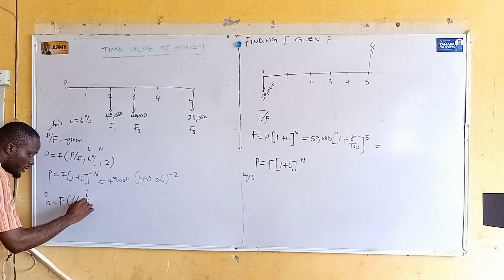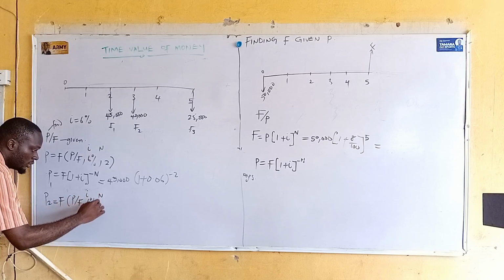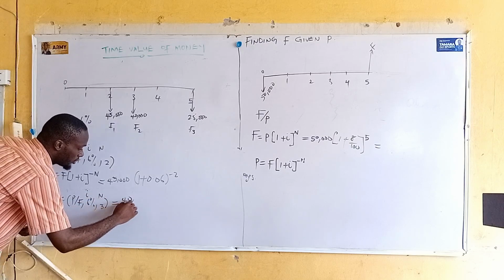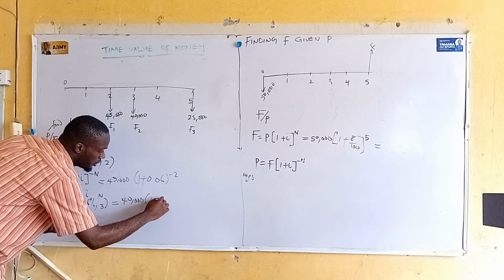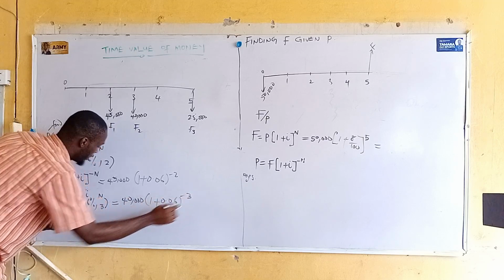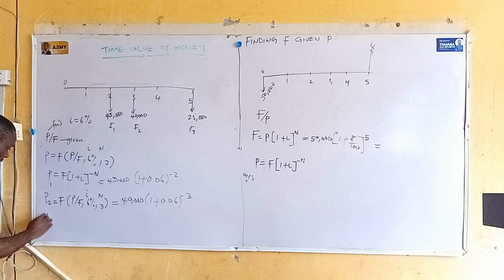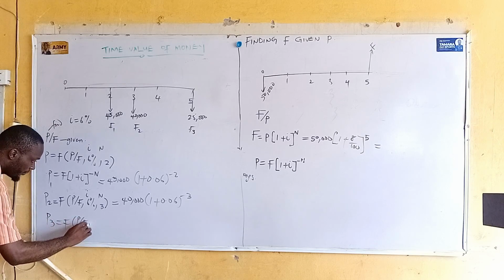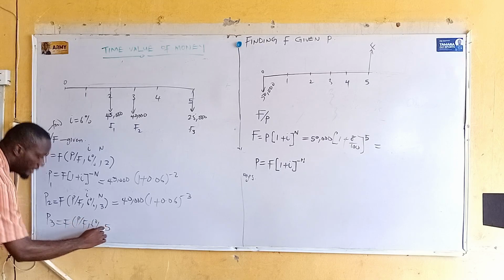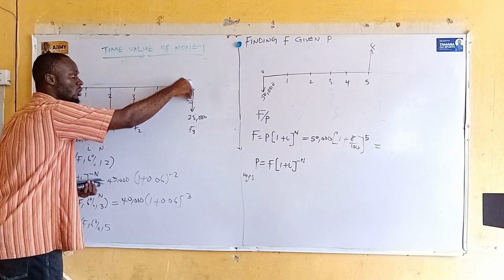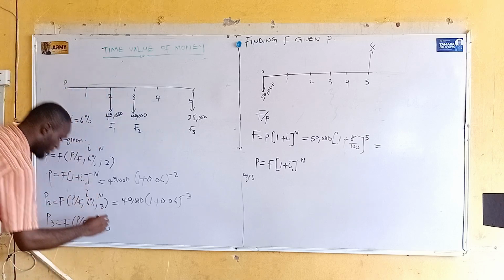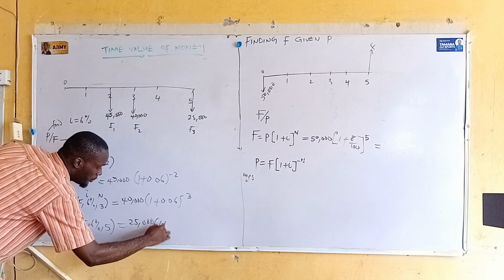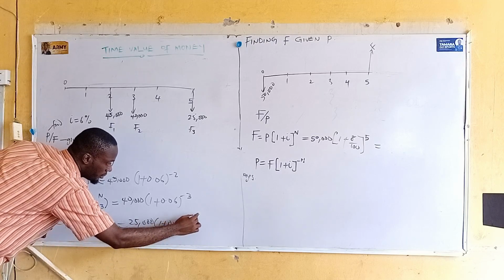The interest rate is 6%, and the number of years is 3. So this will be 40,000 times 1 plus 0.06. Same for the last one. The last one is P given F, 6%, 2.5 years. So you stay here now and count 1, 2, 3, 4, 5, 6. 25,000, 1 plus 0.06 to the power of minus 5.